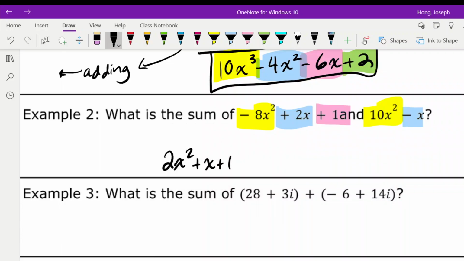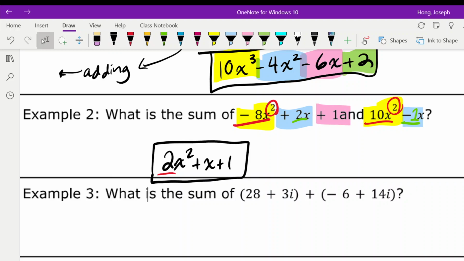Okay, so I ended up combining like terms with my x squares, right? Which is negative 8 and 10, which is positive 2. This 2 minus 1, this is a 1 right here. That's a positive 1. And in the pink, or this plus 1 with no variables, there's nothing else here. So I added them together to become 2x squared plus x plus 1.